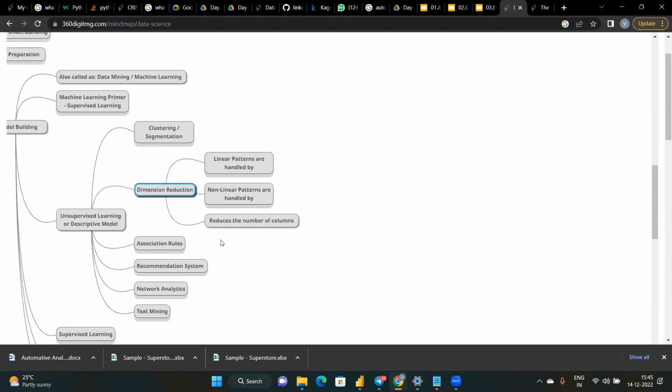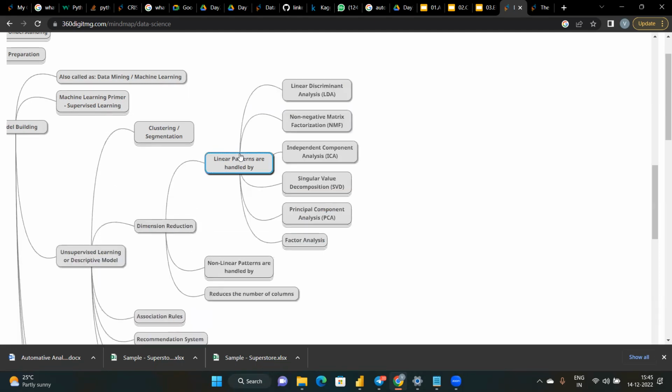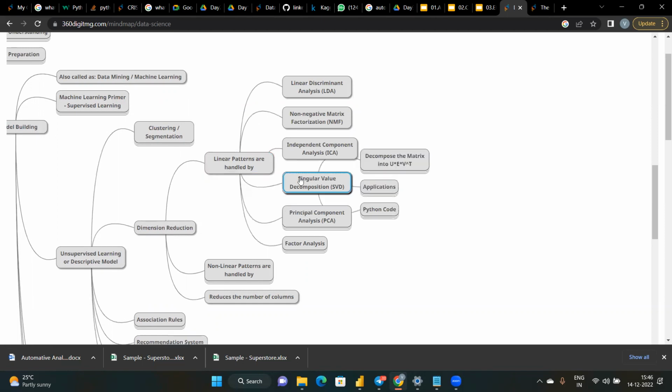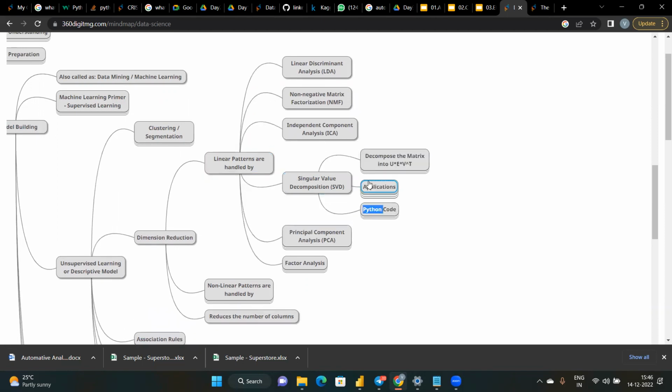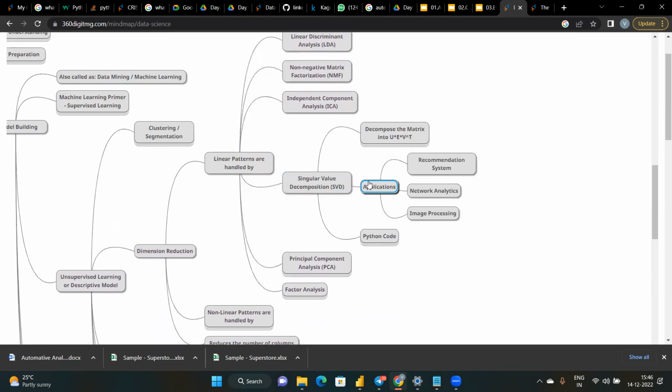What is dimensionality reduction? It reduces the number of dimensions. Linear patterns are handled by non-negative matrix factorization, principal component analysis, and ICA, independent component analysis. Here you can see SVD, singular value decomposition. What are the applications? If you click on applications, they are recommendation systems, network analytics, and image processing.